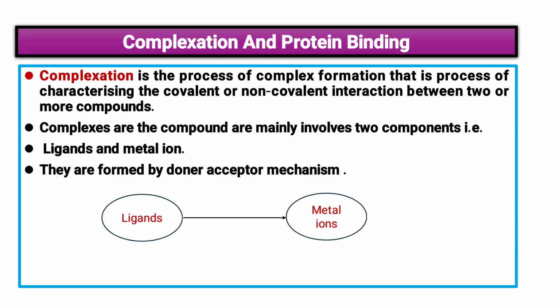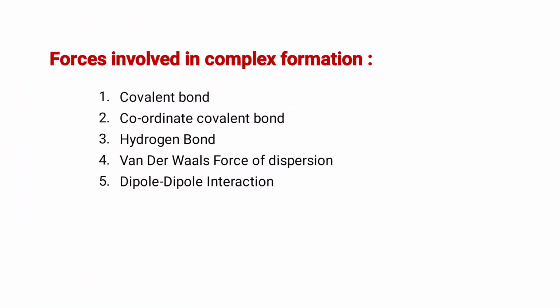Complexation is a process of complex formation, that is, the process of characterizing the covalent or non-covalent interaction between two or more compounds. Complexes mainly involve two components, a ligand and a metal ion, formed by a donor-acceptor mechanism. Forces involved in complex formation: covalent bond, coordinate covalent bond, hydrogen bond, van der Waals forces of dispersion, and dipole-dipole interactions.